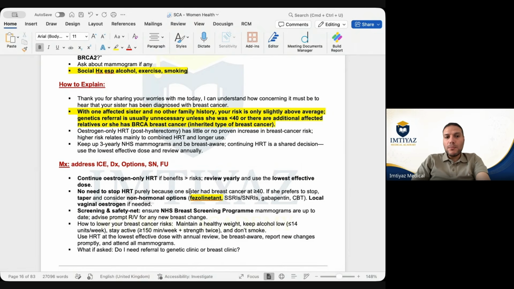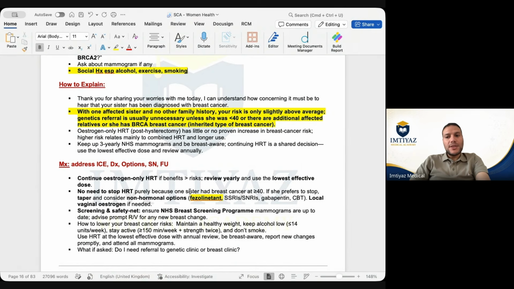You are doing an amazing job by going for your mammogram. Keep your three-yearly mammogram and be breast aware. If you notice any breast lump, please seek urgent medical advice. Regarding HRT, it's up to you. If you feel it is controlling your menopausal symptoms and it is giving you a better quality of life, and you're happy to continue, you can continue on that. But if your sister told you that it was linked to an inherited gene, I would agree with you. We should refer you straight away to the genetic clinic.